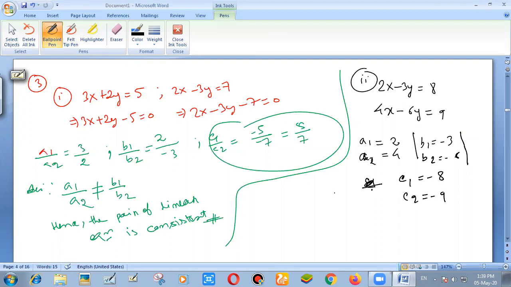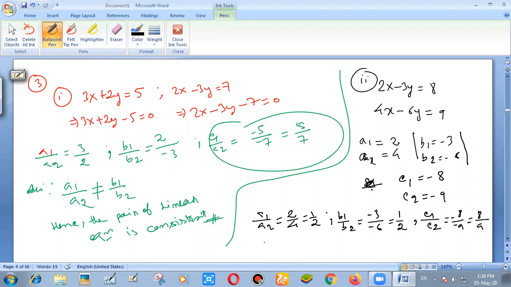Now find out the ratio a1 by a2. What is the ratio a1 by a2? 2 by 4 is equal to 1 by 2. Then b1 by b2? 3 by minus 6, which is 1 by minus 2. Now see, here the ratios of a1 and a2, b1 and b2 are equal. Now you have to look at the ratio of c1 and c2. Minus 8 by minus 9 is equal to 8 by 9.